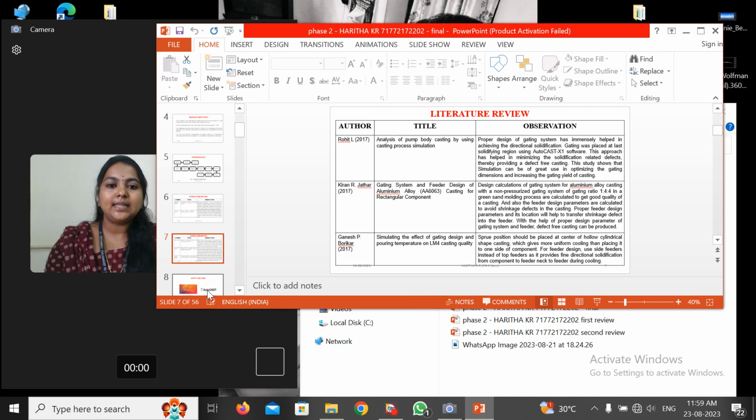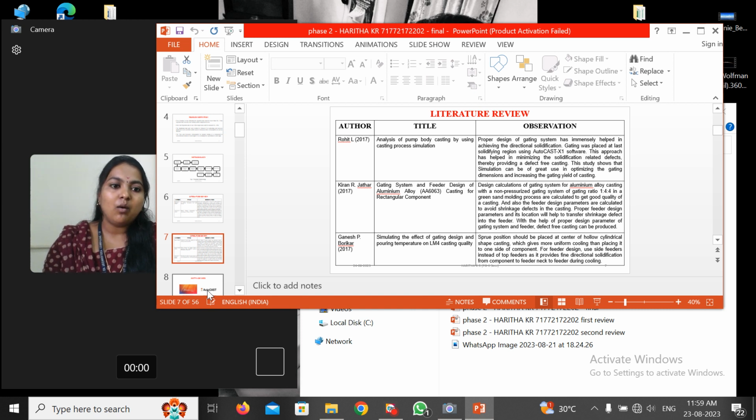And ROKTL analyzed pump body casting using a process simulation technique. Here a proper design using 3D CAD and also simulation techniques with the AutoCAST X1 software is used.